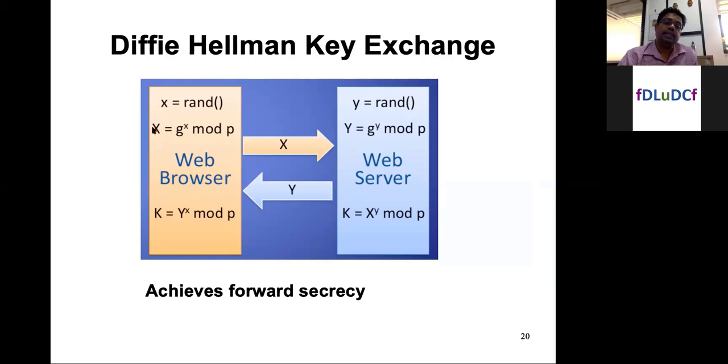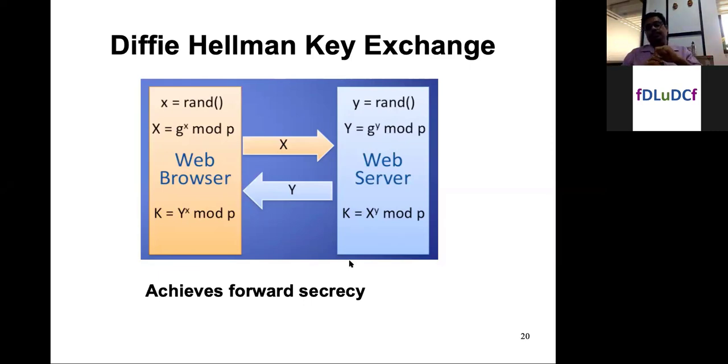The web browser creates a number called capital X using this algorithm, G to the power of X modulo P, and sends this capital X to the web server. The web server executes a similar algorithm, G to the power of Y modulo P, and sends this to the other party, the browser. After the browser and the server know X and Y, they can derive a session key called K using one of these equations. Then both parties have the same key, which can be used to encrypt the communication.